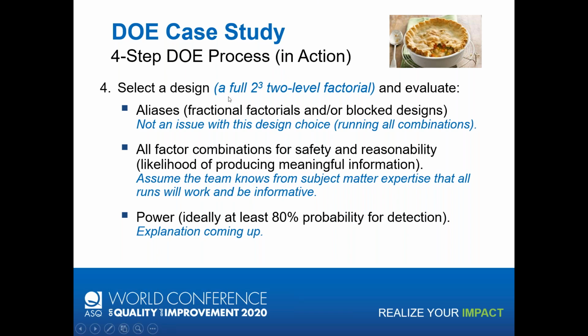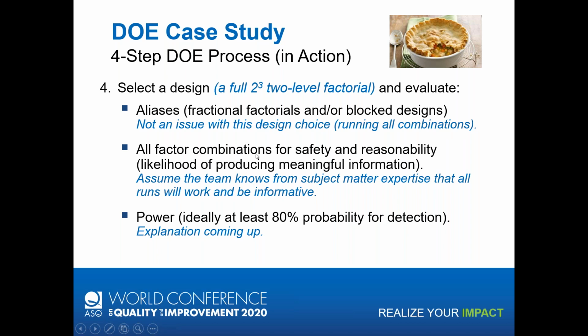All right, so we select a design, and we're going to start with a full 2 to the 3rd 2-level factorial design. We have 3 factors, we have 2 levels, so this is going to be 8 runs. Just a classic little 8-run design. They are so nice. Since it's a full factorial design, we don't have to worry about aliasing. Aliasing is not an issue because we're running all possible combinations. But if you were doing a fractional factorial design, then you would always want to look at aliasing.